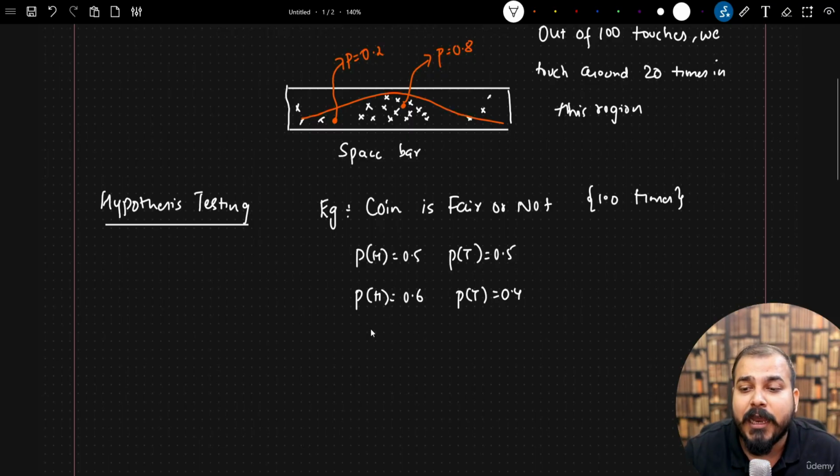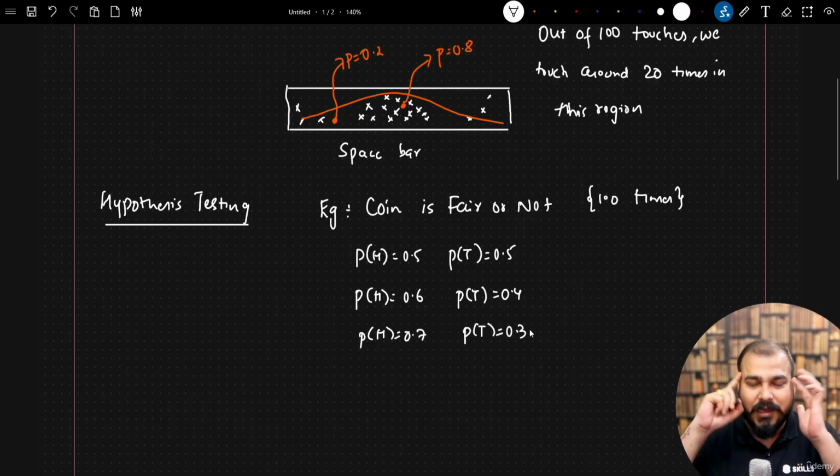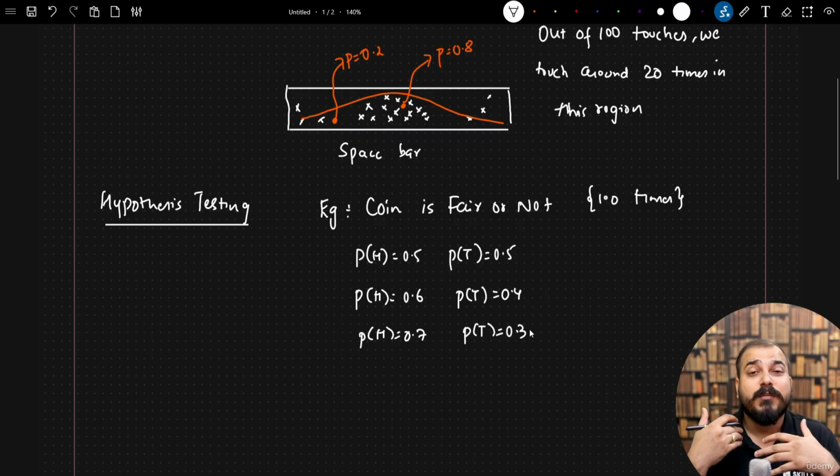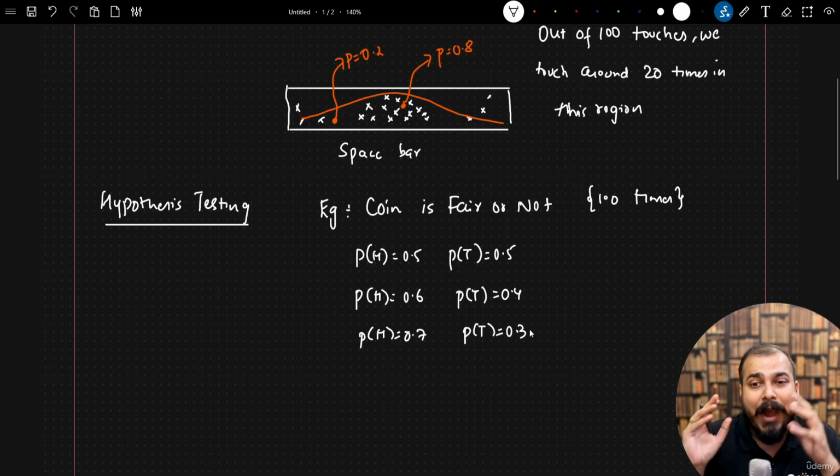But if I go to the next scenario where I say my probability of head is 0.7 and my probability of tail is 0.3, now you'll start thinking, okay, something is wrong with the coin. The coin is not fair because 70% of the time it is coming as head. Now how can we confirm this experiment through hypothesis testing? Let's see what exactly it is.